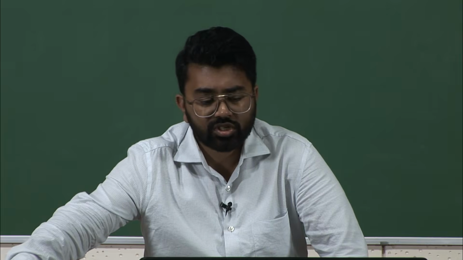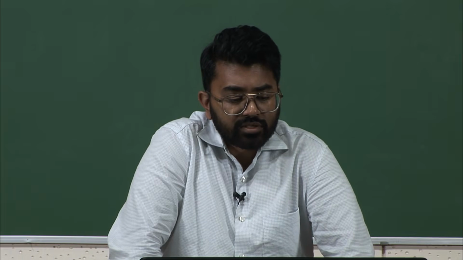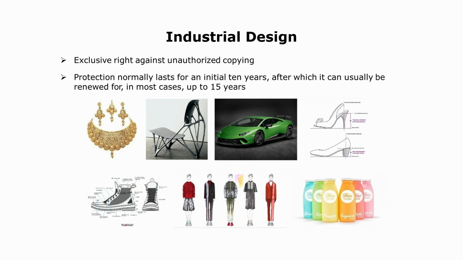I have already shared an example. Some more examples. Protection: typically you have an exclusive right against unauthorized copying. Protection normally lasts for an initial 10 years, after which it is usually renewed for, in most cases, up to 15 years. Here are some examples like jewelry design, like certain designs for chairs. They are not proven products, but these are new designs. So, an architect can design so many things of his architecture, but that does not necessarily mean this is patentable. So, this can have design registrations like the Lamborghini or a car design, or a shoe design, apparel design, bottle design.